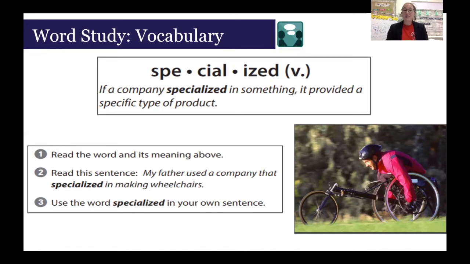If a company specializes in something, that means it provides a specific type of product. Specialized. My father used a company that specialized in making wheelchairs. A synonym for specialized means to do something really good, like it's well known. Now, using your knowledge of specialized in your journal, I want you to come up with a sentence of your own using the word specialized.